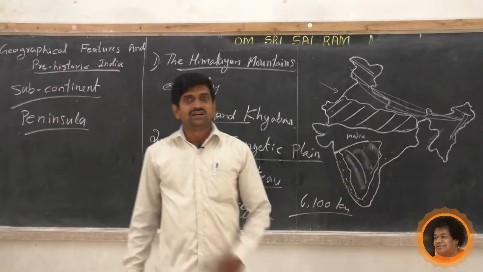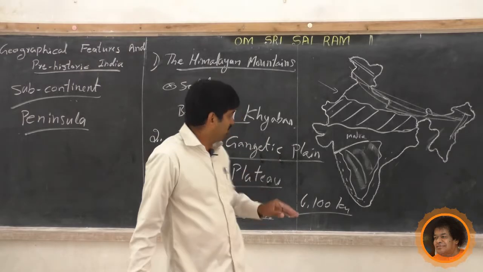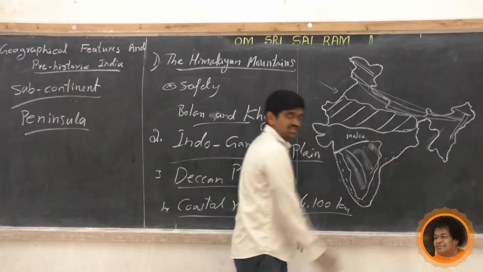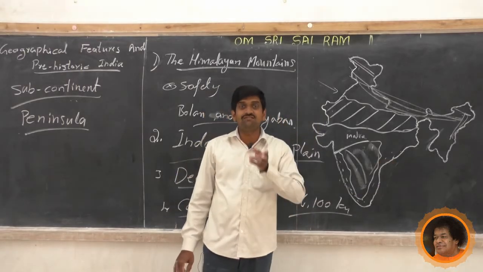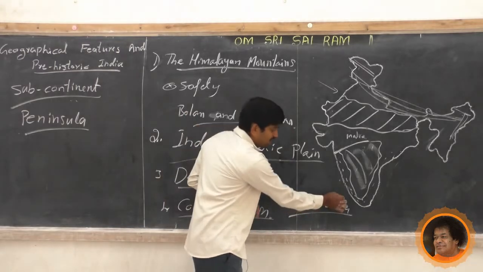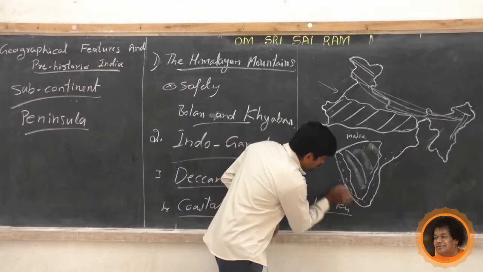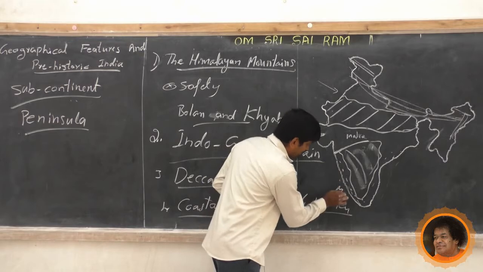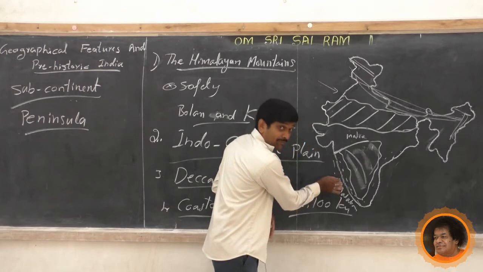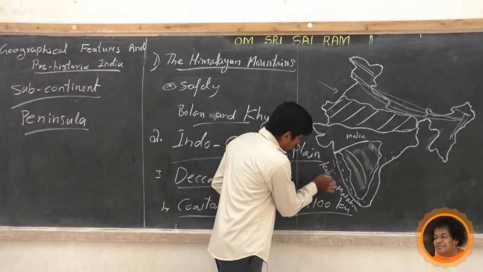Here two coastal regions are there: the western coast and the eastern coast. The western coast is called by two names, the Malabar coast and the Konkan coast. This one, the coast of Kerala, is called the Malabar coast. And this one, starting from Mangalore towards Bombay, is called the Konkan coast.